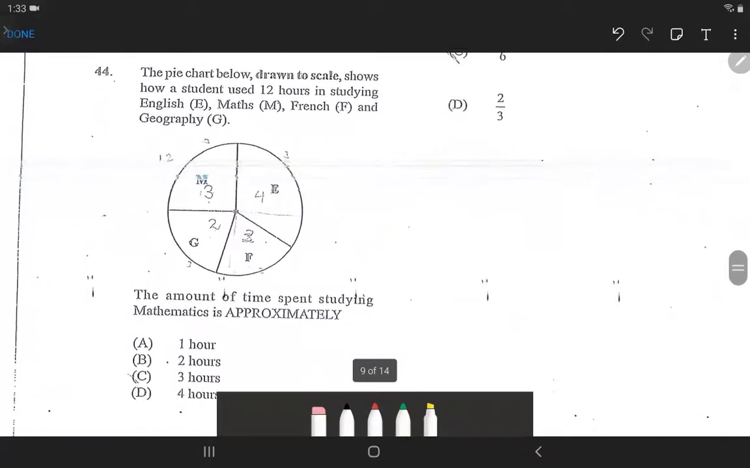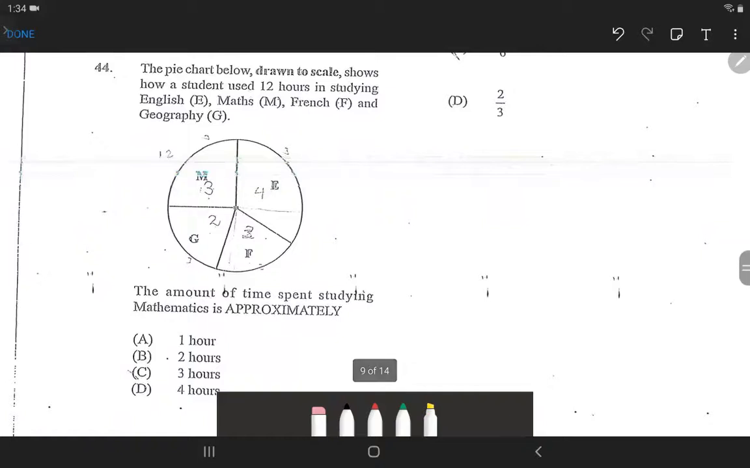The pie chart below, drawn to scale, shows a student who used 12 hours in studying English, maths, French, and geography. So 12 hours in total. Notice that since it is drawn to scale, that is a right angle. The amount of time studying mathematics is approximately on a right angle. So that is a quarter of the time spent. So that's 12, because 90 is a quarter of the circle. So that is about 3 hours.